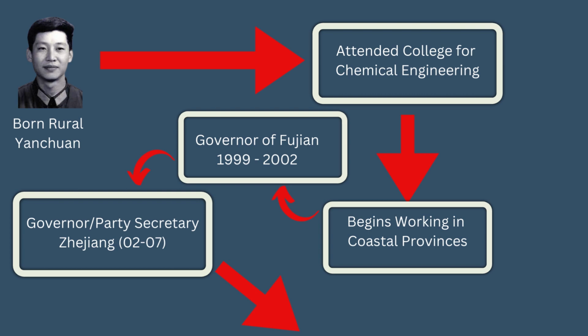This is just simply because of geography. This is where a lot of China's factories are. This is where you see a lot of Chinese economic growth. And Xi Jinping, both in Fujian and in Zhejiang between 1999 and 2007, was very successful in these coastal provinces. He was able to successfully execute a lot of government strategies in ways that saw tremendous economic growth.